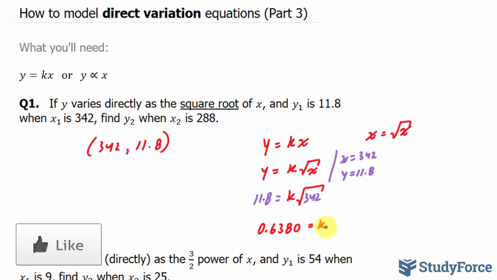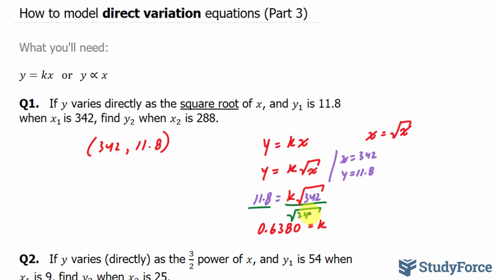And in case you are confused as to what just happened, technically what I did is I divided the right side and the left side by the square root of 342. And what that did is cancel it out on the right side. And what we inputted into our calculator gave us 0.638.